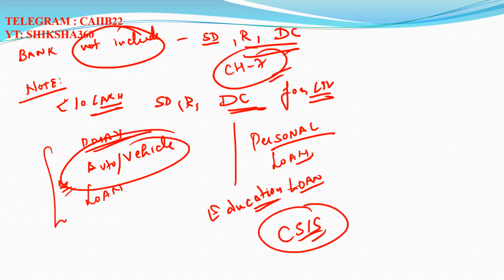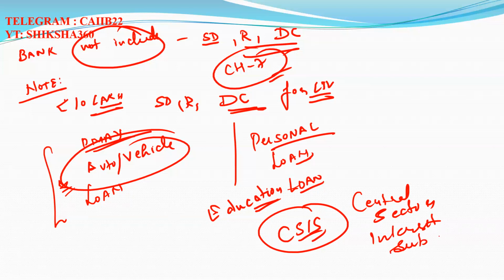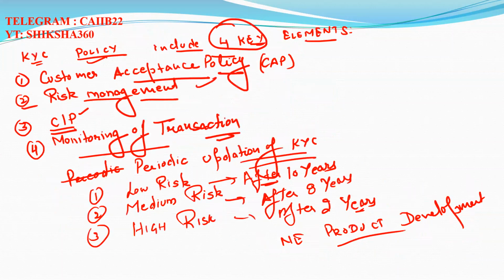CSIS. Can anyone tell what that is? Central Sector Interest Subsidy. And after that, there is one point, the standalone model and the centralized model. I request all of you, please go through that also. That is important from the examination point of view. So in this session, I have to discuss up to this much.